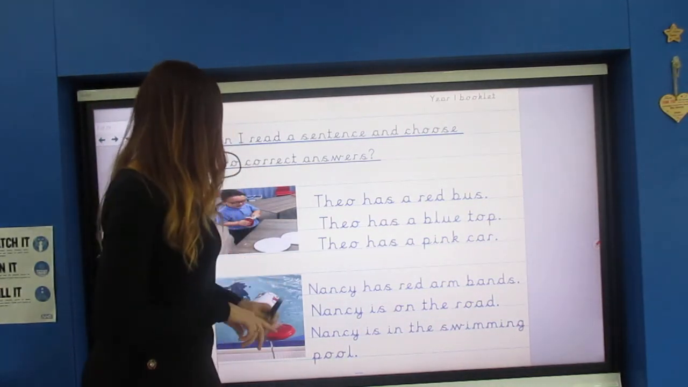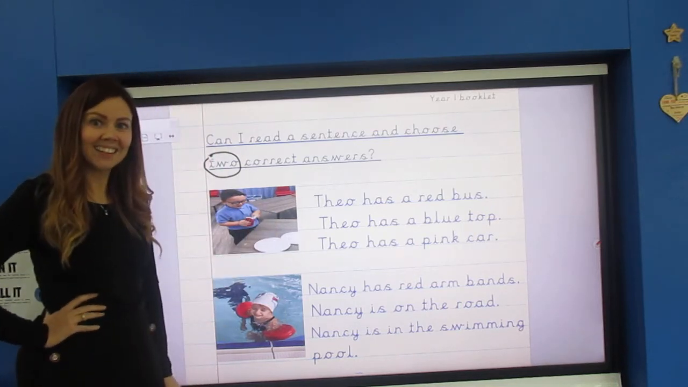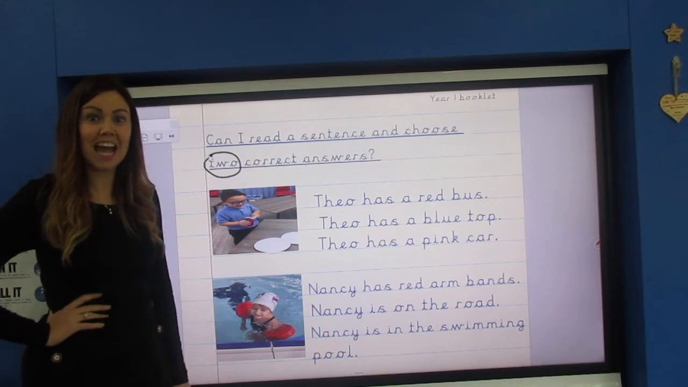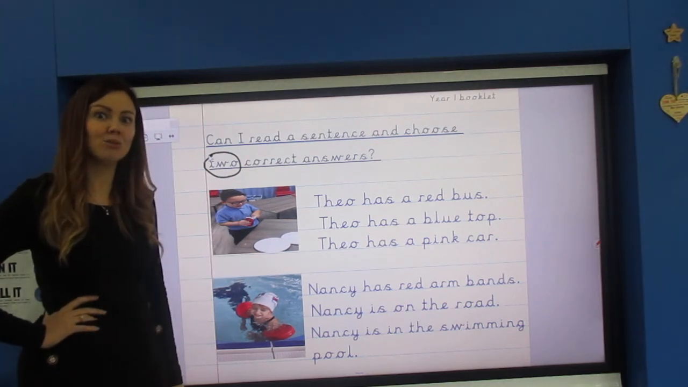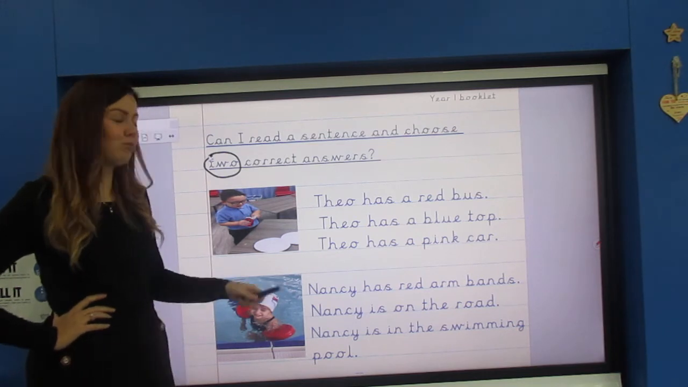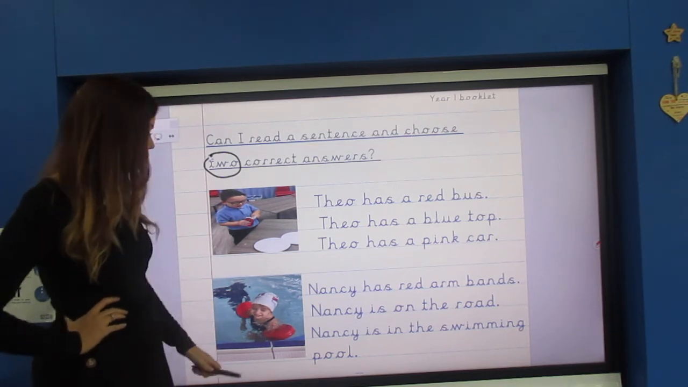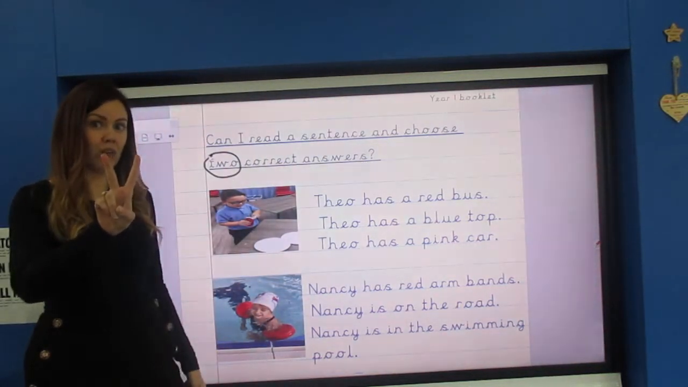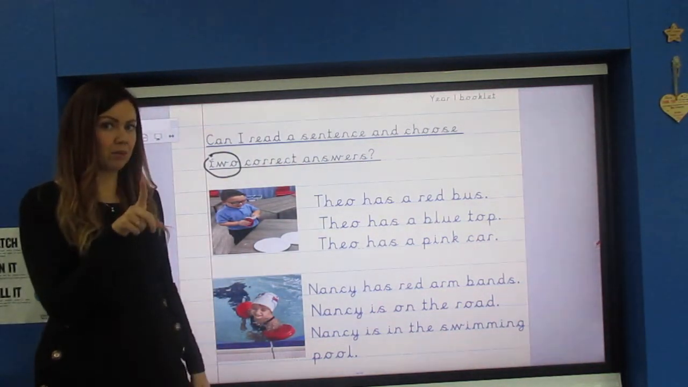So who's my helper today? I've got Theo. Theo sent me a brilliant picture in the other day and helped me crack my phonics code, and he helped me get past the Minecraft wall, so thank you, Theo. I hope you're going to help me with this one as well. So we're going to read our sentences here, and there are 2 that are correct. So can you help me read them?